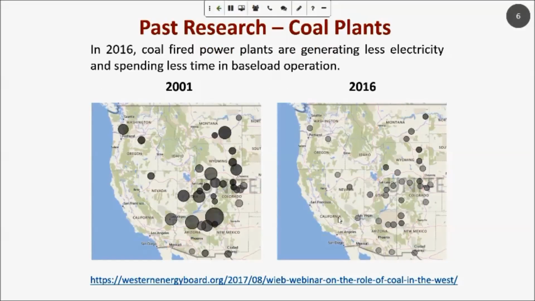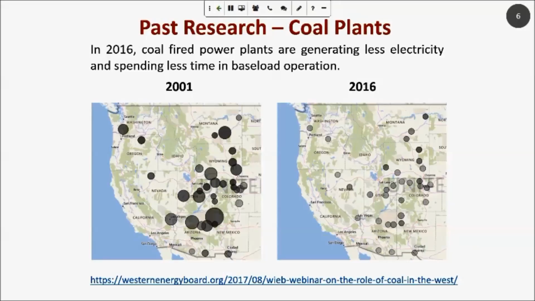Last summer, Max and I started this project when we were interns with WIEB by compiling this data, and we discovered some really interesting things about how coal power plants are now operating in the West. I just want to share with you this map we created, and it gives a broad overview of what those changes were.